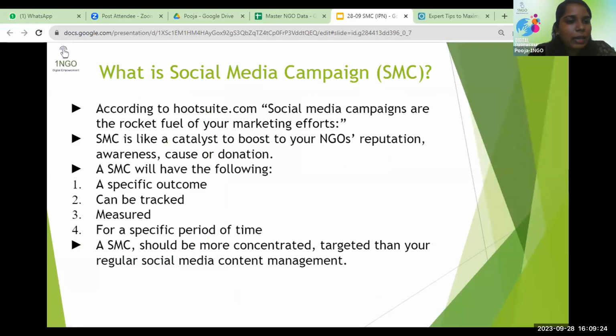So social media campaigns, as you can see, according to Hootsuite, are the rocket fuel of your marketing efforts. That is nothing but a marketing tool designed to achieve a specific goal. From the perspective of an NGO, social media campaigns are used to create awareness about the cause you're working for or to put up about the donations. So this is where social media campaigns are used. Okay. So what does a social media campaign have?